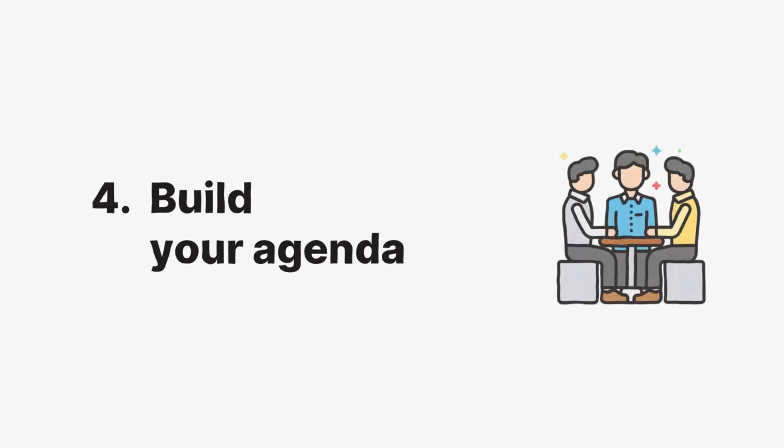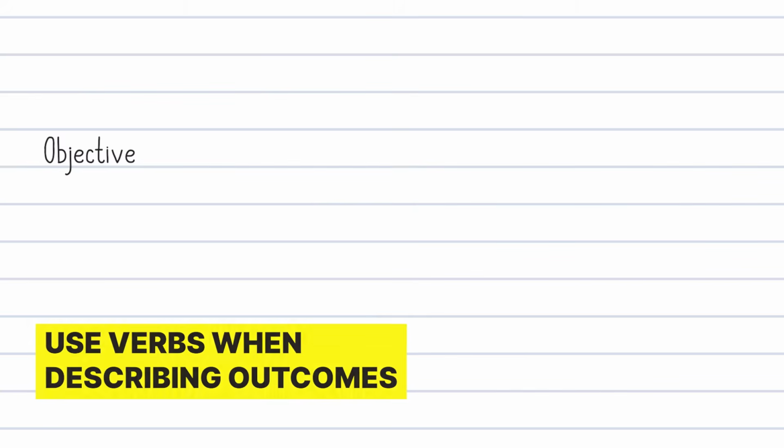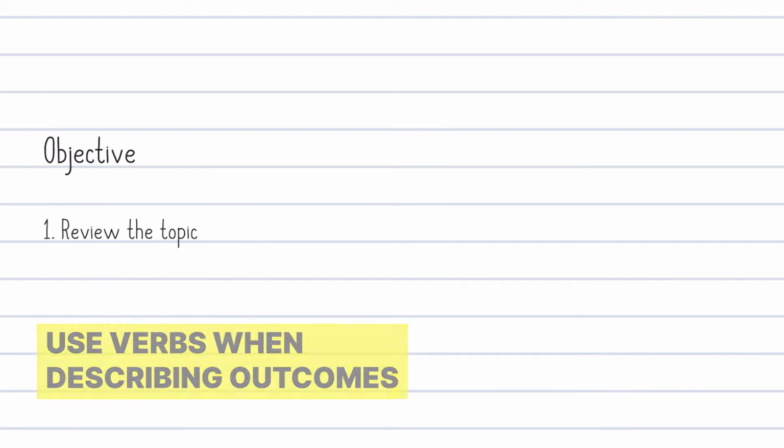Step 4, we're finally there, is to build the agenda. Now, that's where you want to outline all of the topics that you want to discuss. The way I like to do it is in columns. The first column is where I describe the objective, and I'm going to include verbs, those doing words, so people know what expressly is required for that particular agenda item.